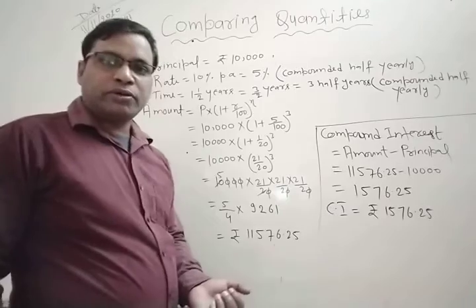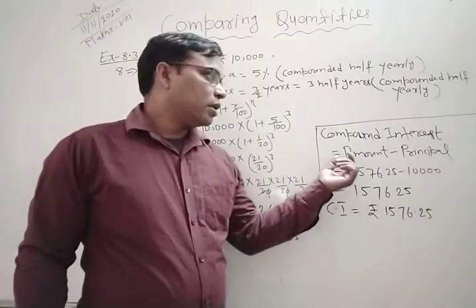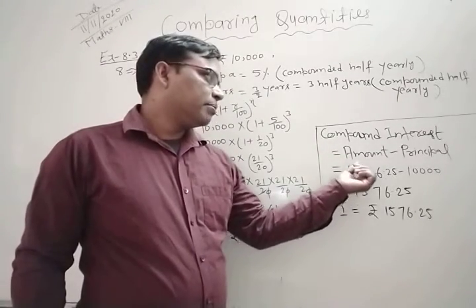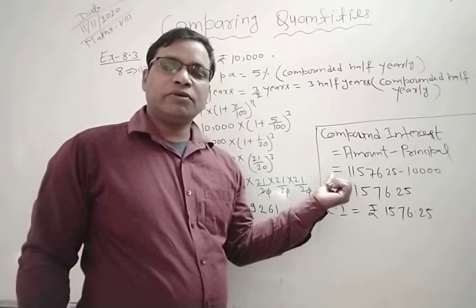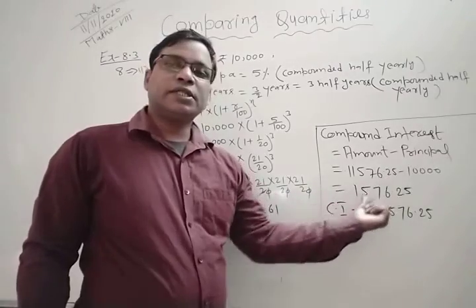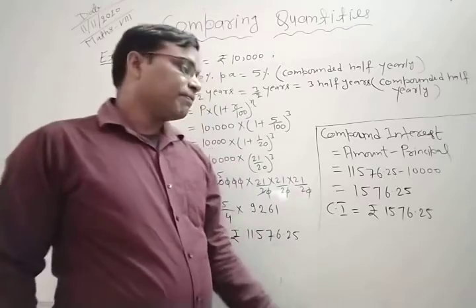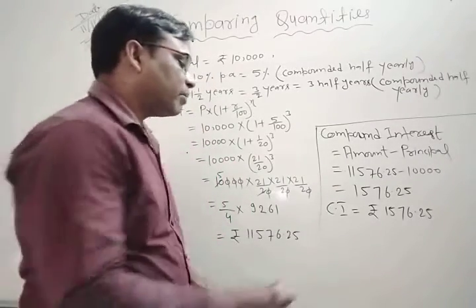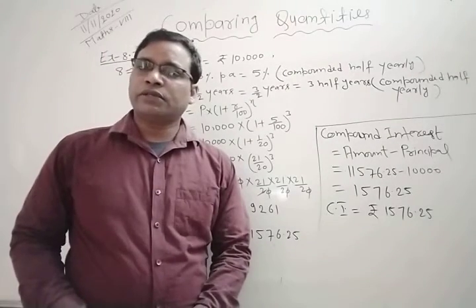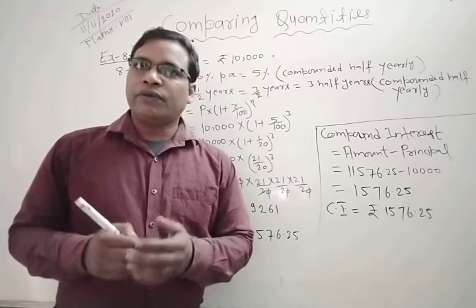But here you need to find compound interest. So how can you find compound interest? If you subtract principal from amount, then you obtain compound interest. Principal is given as 10,000, and the amount we found is 11,576.25. Here we subtract this, you can see, then we obtain compound interest 1,576.25. Clear? So in this way we find compound interest, 1,576.25.